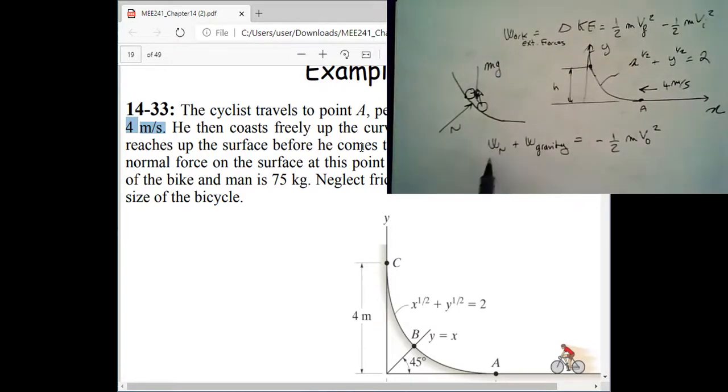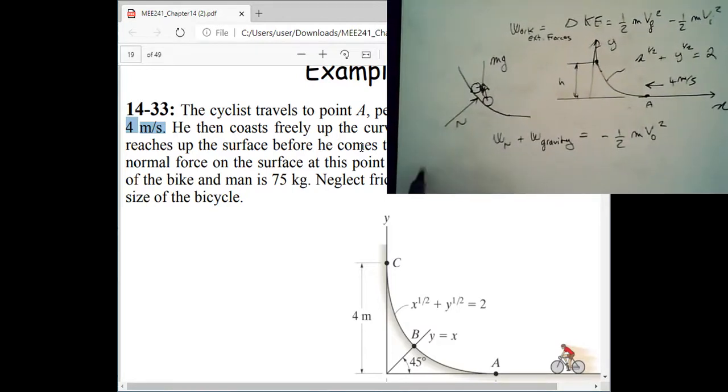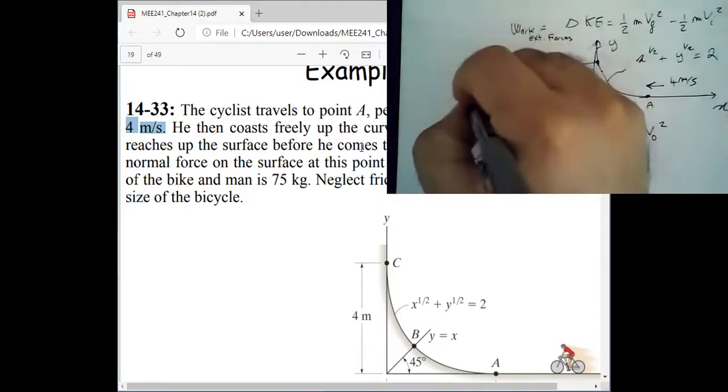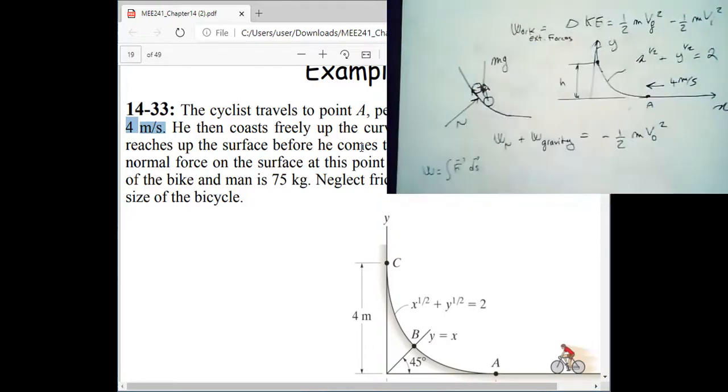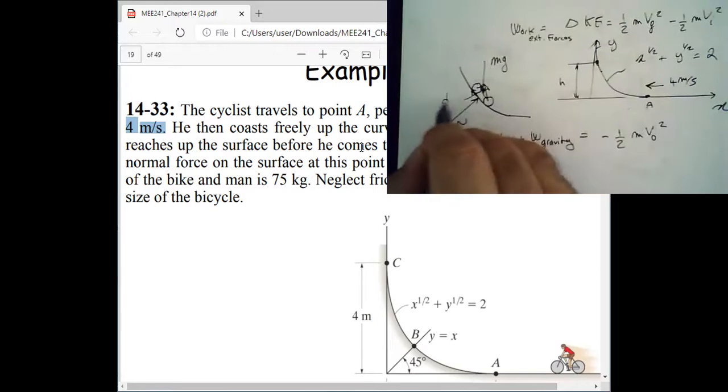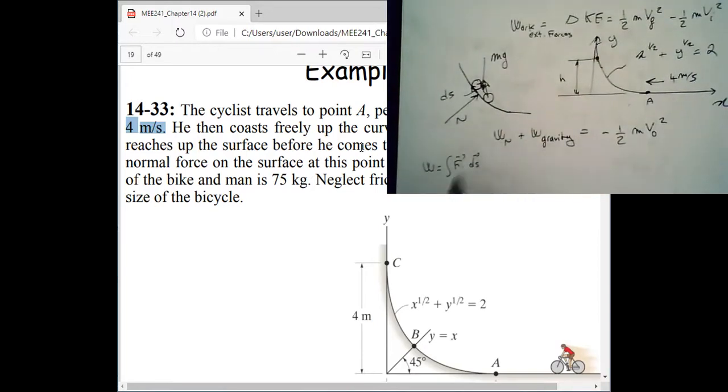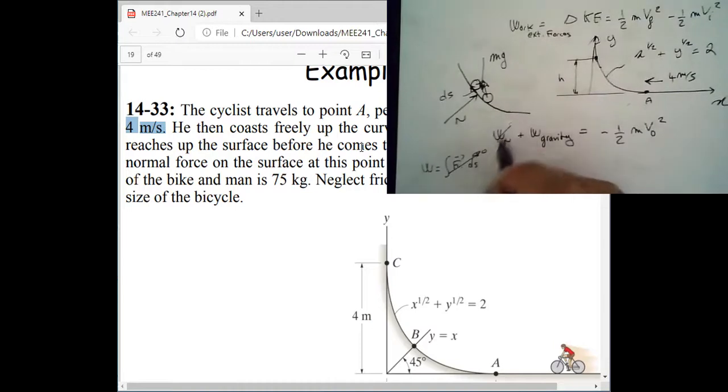Okay, what is the work of the normal force applied on this object? The normal force is always perpendicular to the motion, and we know the work of any force is equal to F times ds, the product between the force and the motion. We know the motion ds is here, and N is perpendicular to that. The angle between F and ds is 90, therefore F times ds is 0. So the whole work will be 0. It never does any work.